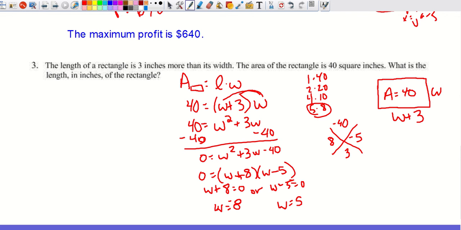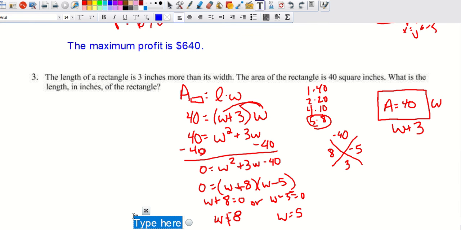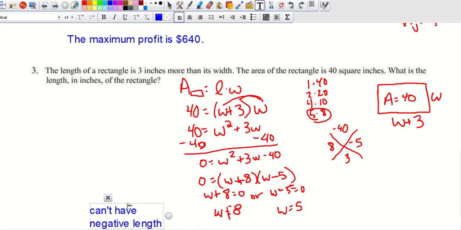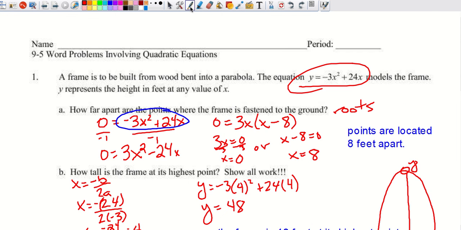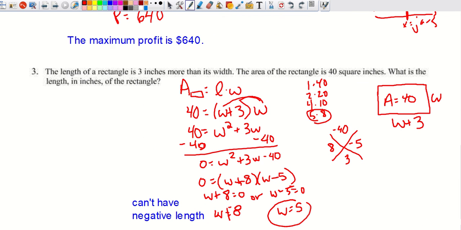All right. Now, we can't accept this answer. We have to reject that answer of negative 8. So we're going to put a slash through the equal sign to indicate that W can't be that. There's no way for W to be negative 8. Okay. And the reason why is we can't have a negative length. All right. So this answer is out. Okay. Not going to fly. So our answer here is 5.